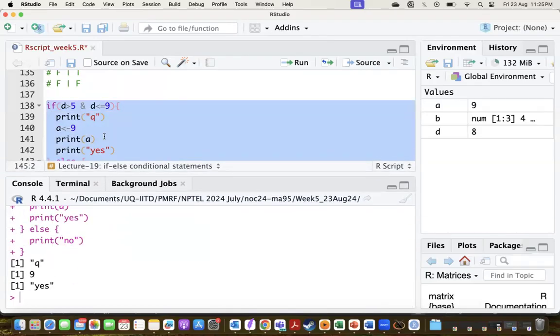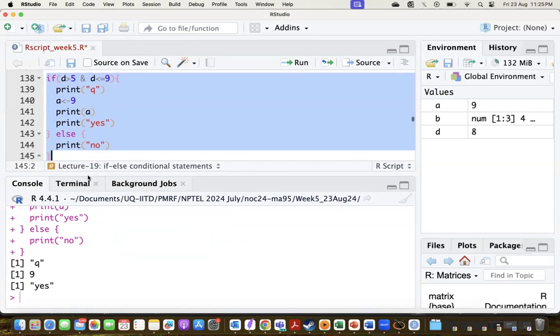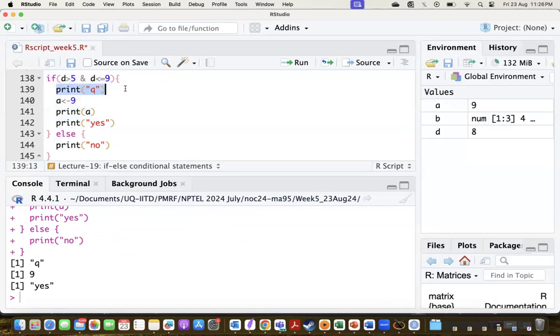So what happened here was this whole thing got executed and all the lines. Inside I wrote print double quotes q, so it printed double quotes q. Then I said call a as 9 and then print a. So it printed 9 also. And then I said print yes in double quotes, so it printed yes also. Right? So it did all the statements that are there in this chunk.